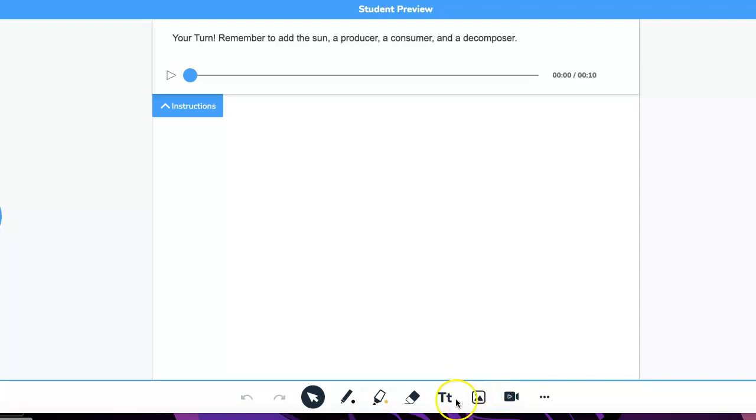There are different tools at the bottom for them to use to personalize their learning and make it unique.